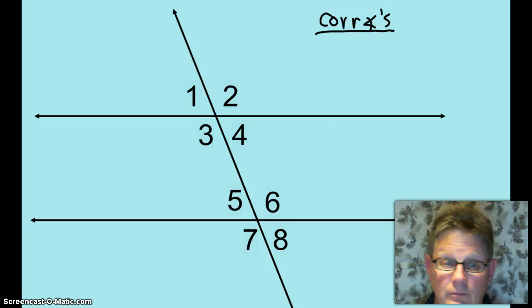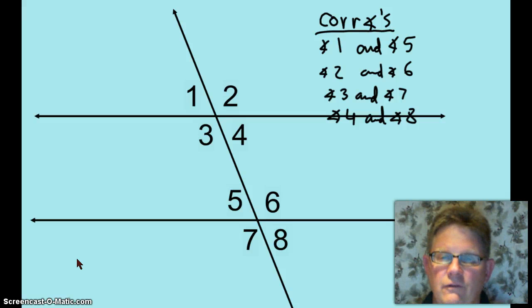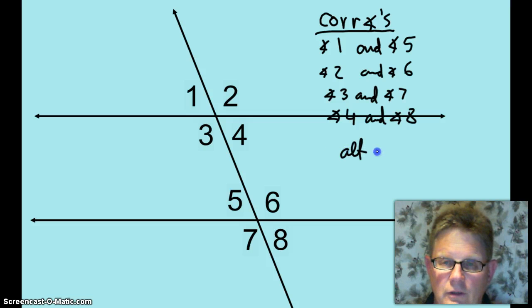Alright, pause. And those are the 4 pairs of corresponding angles. Angle 1 and 5, 2 and 6, 3 and 7, and 4 and 8, the corresponding angles. Alright, the next 2 pairs I'd like you to find are the alternate interior angles. And this time, you're going to pause, but I'm not going to. I'm just going to keep on writing. You go ahead and try to guess.